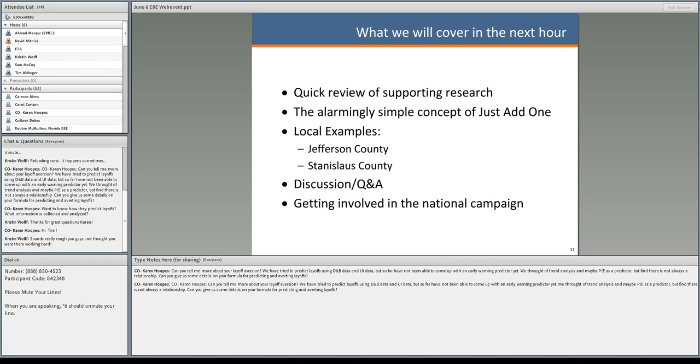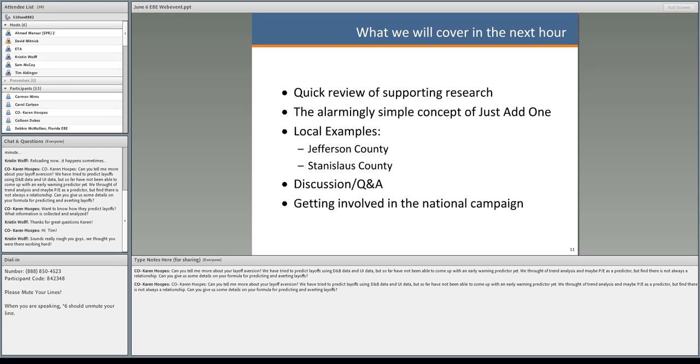In fact, just to keep everyone on their toes, I'm going to switch up the order of these bullets a little bit, but first I want to get across the general idea of what Just Add One, or Add One, is all about. Talk about how that ties into a little bit of national research that Kristen has done, and then some labor market analysis. Then really dig in and get a little more in the weeds with two examples.